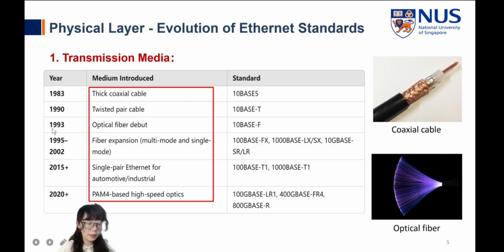And by 1993, fiber optics entered the scene, allowing for much longer distances and faster speeds. From 1995 to 2002, we saw fiber expand even more, with both single-mode and multi-mode options. In recent years, Ethernet has adapted to new needs. In 2015, single-pair Ethernet was introduced for cars and industrial systems. And from 2020 onward, high-speed optics using PAM4 modulation have made 400 and 800 Gbps possible.